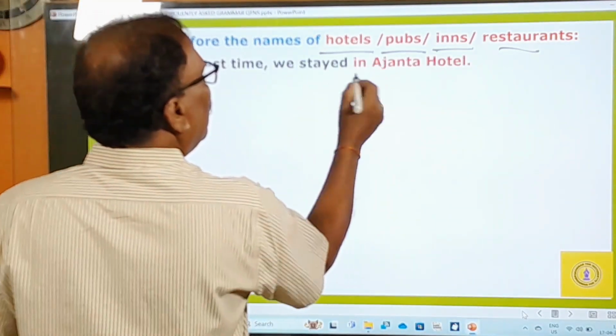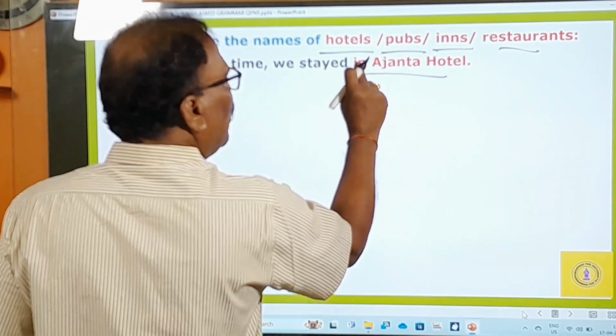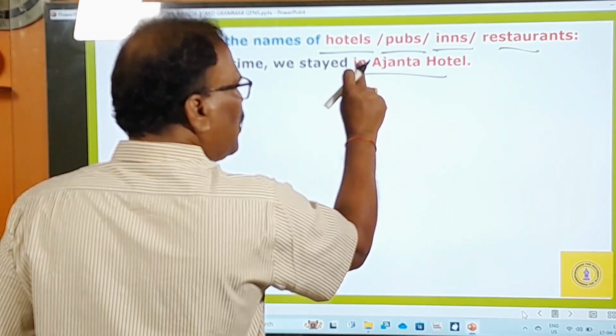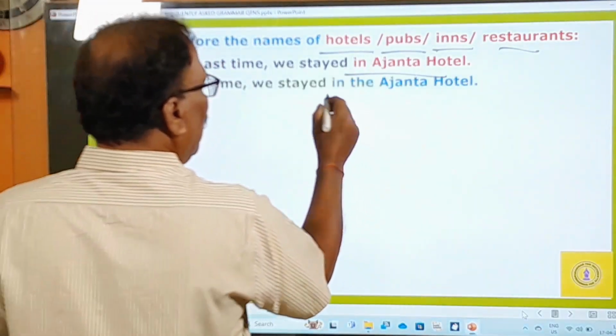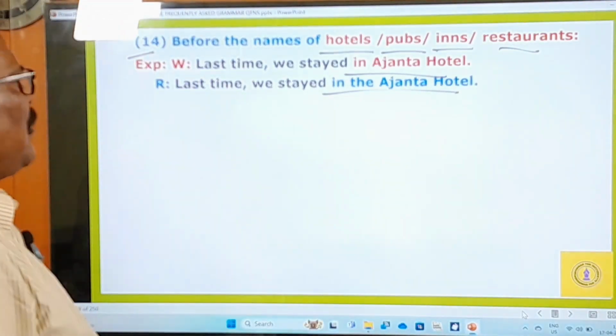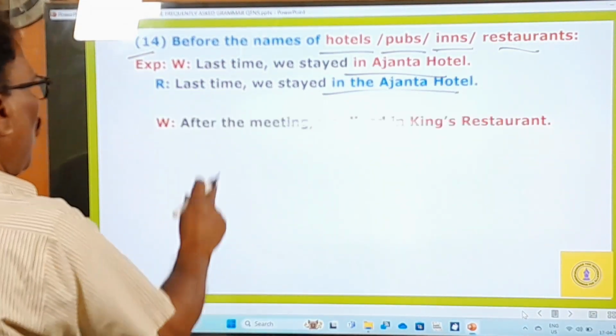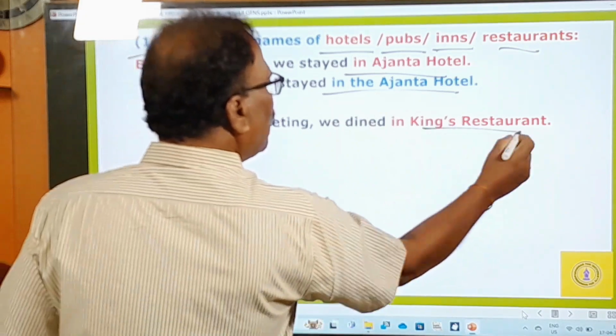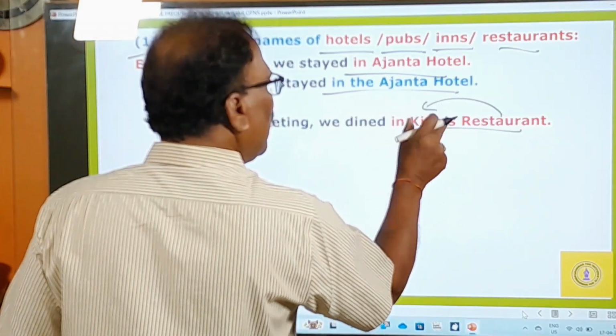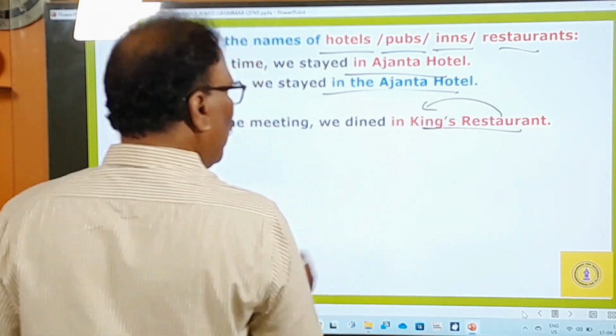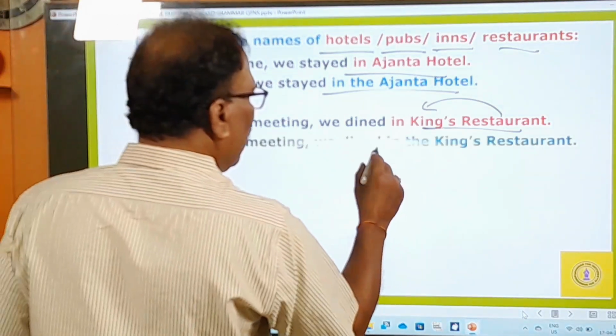Last time we stayed in Ajanta Hotel. Before that, the definite article is missing. We have to use it. We have to say in the Ajanta Hotel. Last time we stayed in the Ajanta Hotel, right? And after the meeting, we dined in King's Restaurant. This is the name of that restaurant. So we had better say in the King's Restaurant.